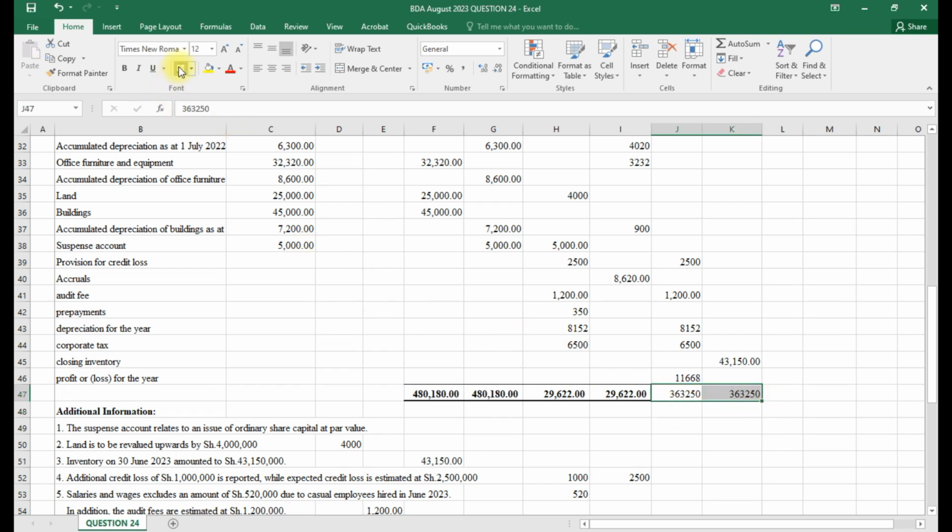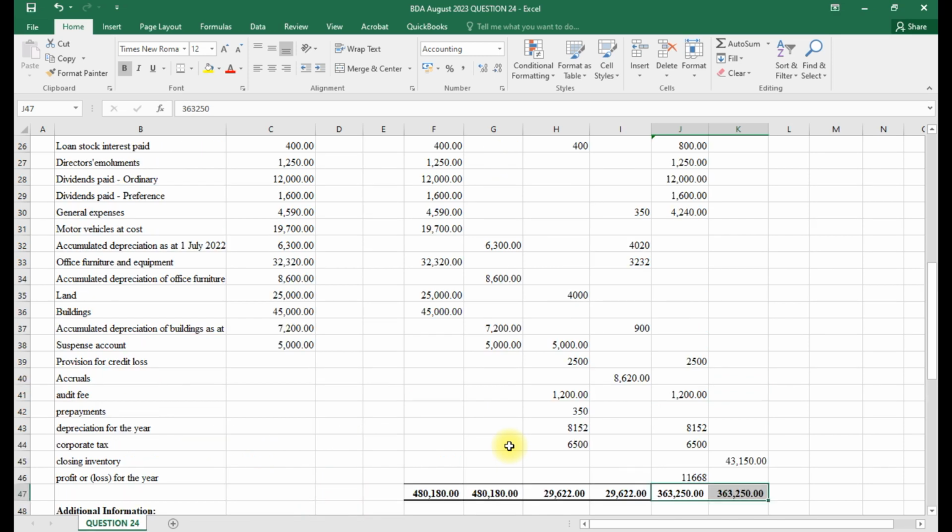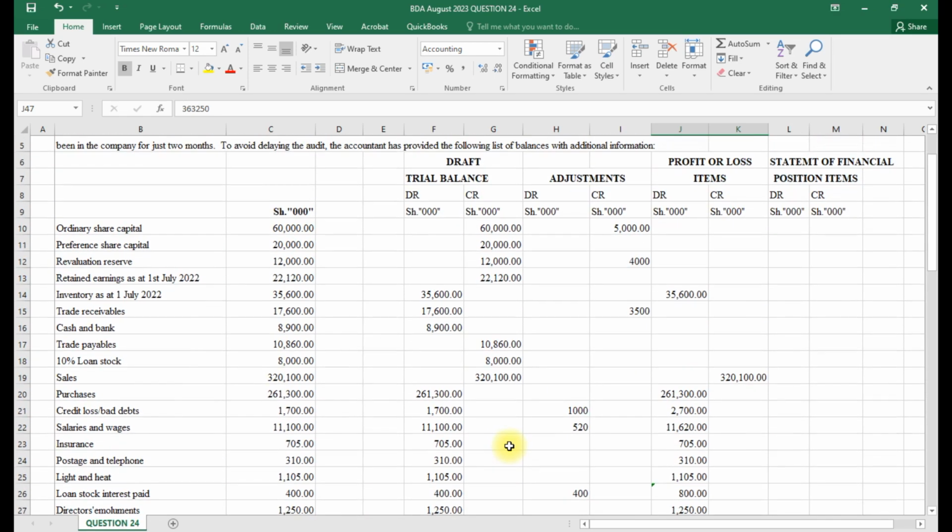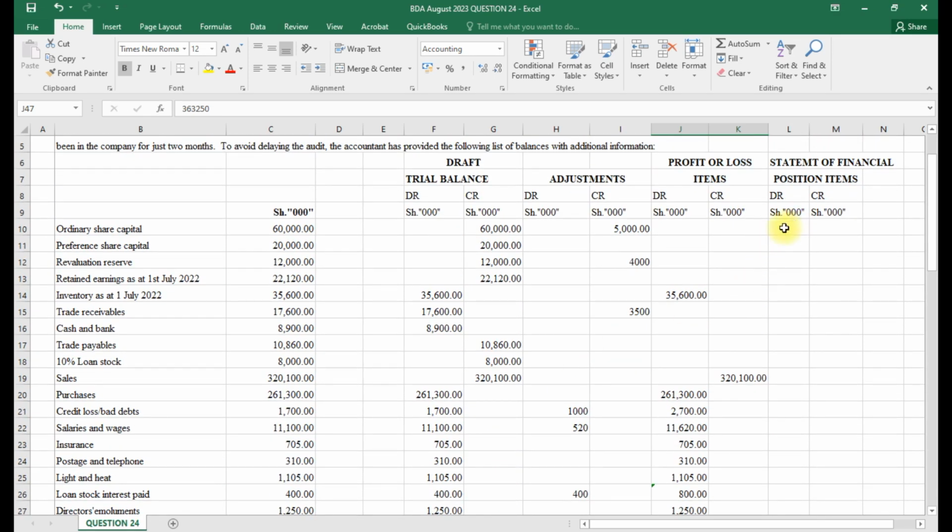Then use the top and bottom border, and I bold that way. So that will be our profit for that particular year. And the last item that we are yet to calculate now is the elements or items for the draft statement of financial position.